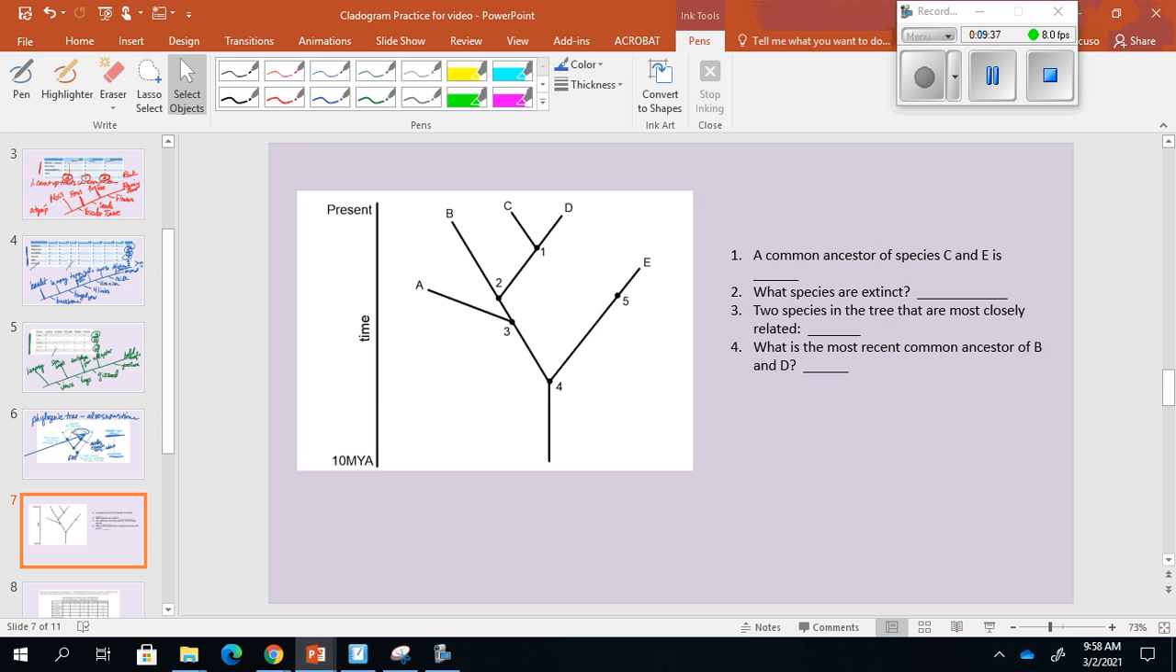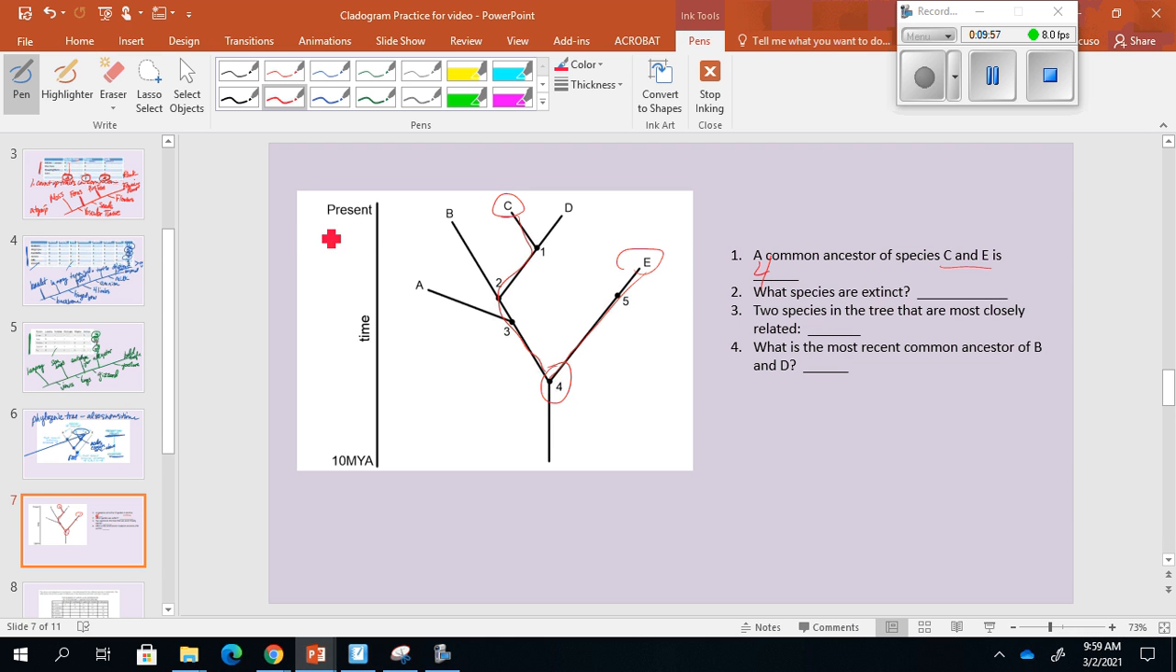So let's do one for an example. So here is my phylogenetic tree. The first question, a common ancestor of C and E. All right, here's C, here's E. So I have to follow it back down. The first place that they connect, the first node would be 4. So that would be the common ancestor for them.